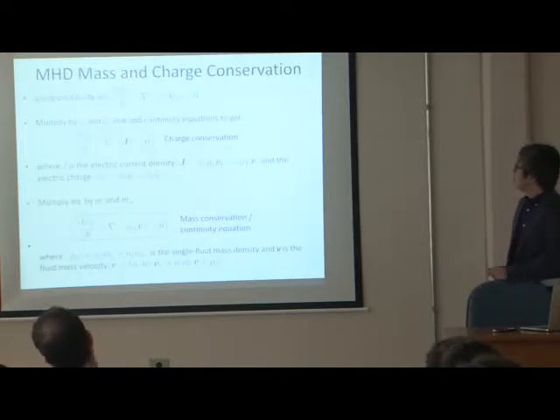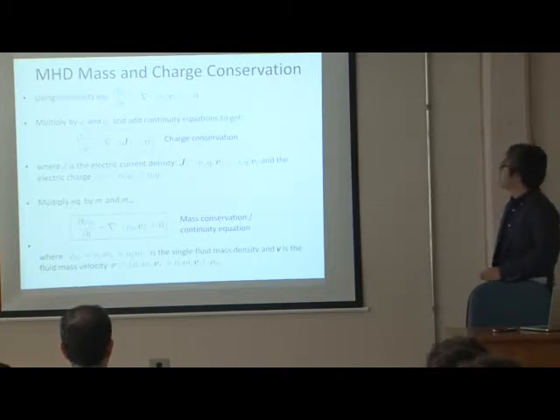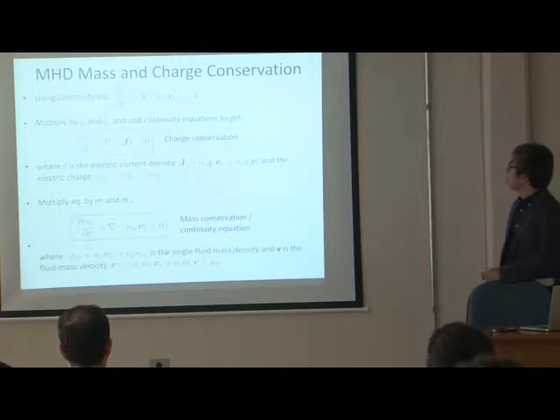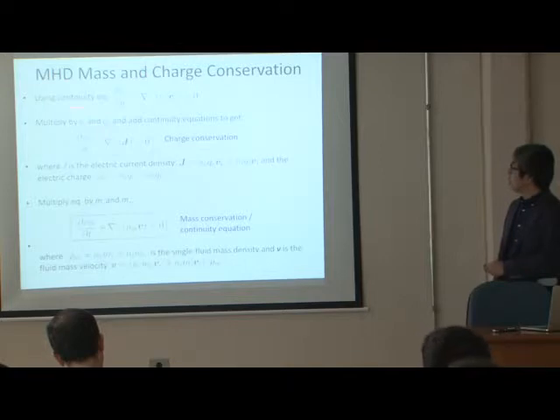First, using the continuity equation, which is written for each species, electron or ion, we multiply by q_e or q_i and add the continuity equations. Then we can get the charge conservation equation. This is easy to do. Here J is the electric current density and rho_e is the electric charge density, which we defined previously. So we can get this equation directly.